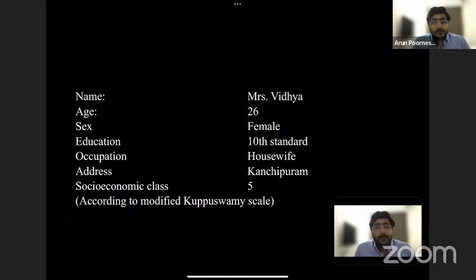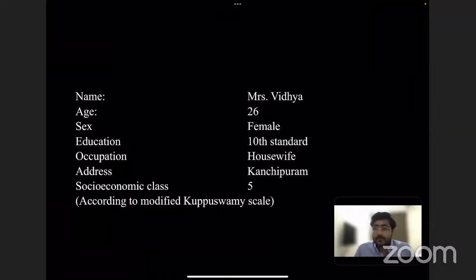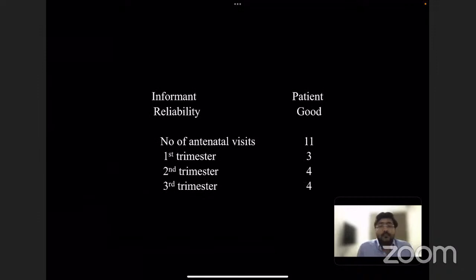Okay, I'll start from the beginning. My case today is a 26-year-old female, Mrs. Vidya, who studied up to 10th standard. She's a housewife by occupation and she's from Kanchipuram. She belongs to the 5th socioeconomic class according to the modified Kuppuswamy scale. The informant is the patient herself and the reliability is good. She has had 11 antenatal visits so far, 3 visits in the first trimester, 4 visits in the second trimester, and 4 visits in the third trimester.